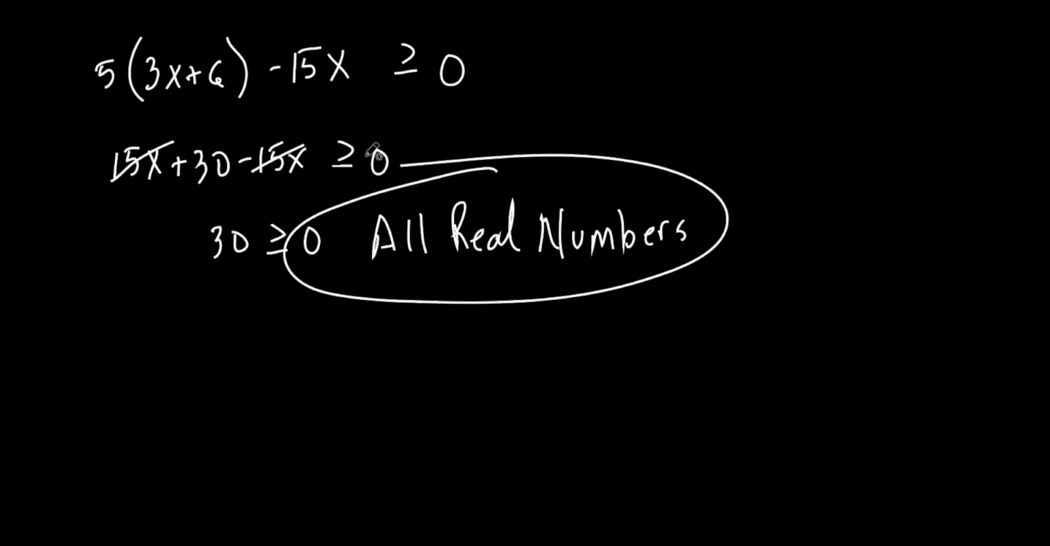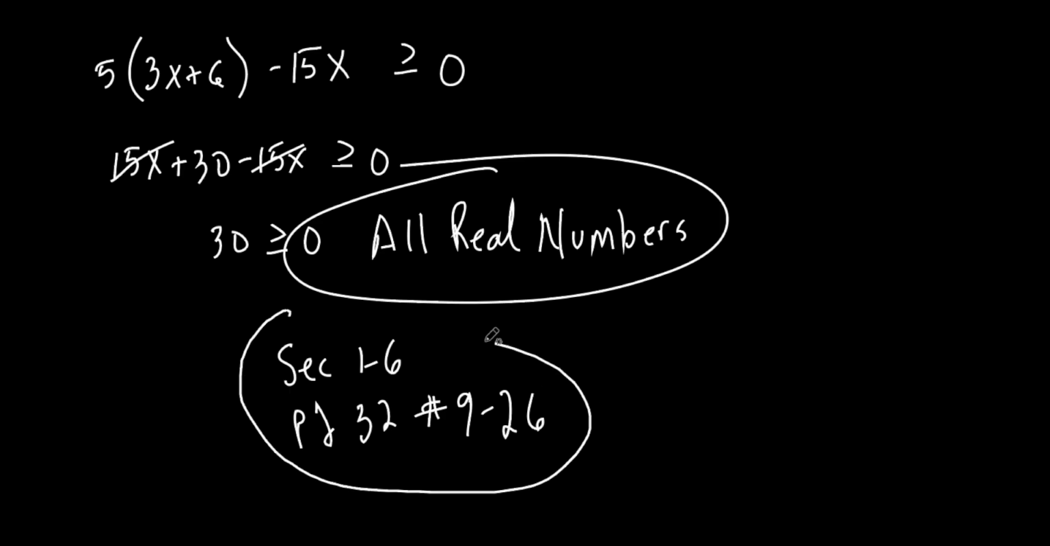Wait, let me write this down first. All right, so it's section 1.6, and it's page 32, and it's 9 to 26. Remember, on the lesson plan, I accidentally wrote 16. It's supposed to be 26. So there it is right there, 26.